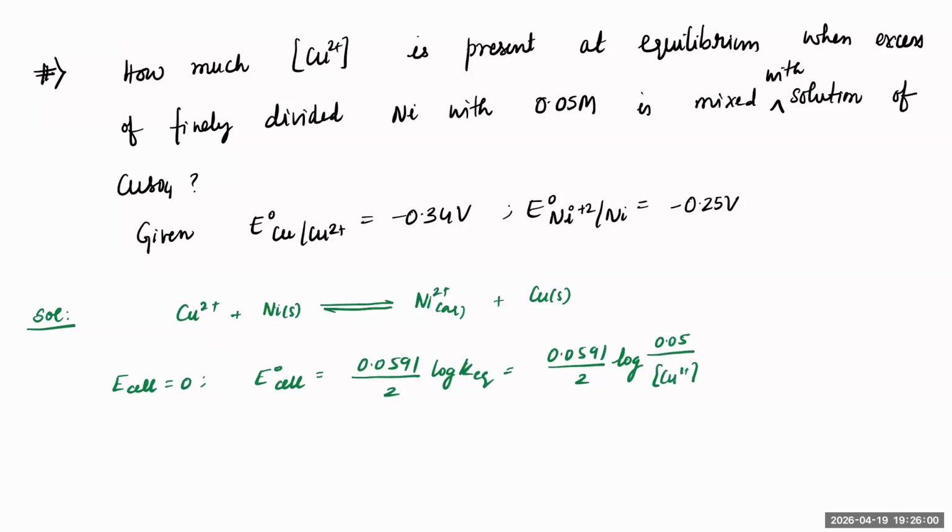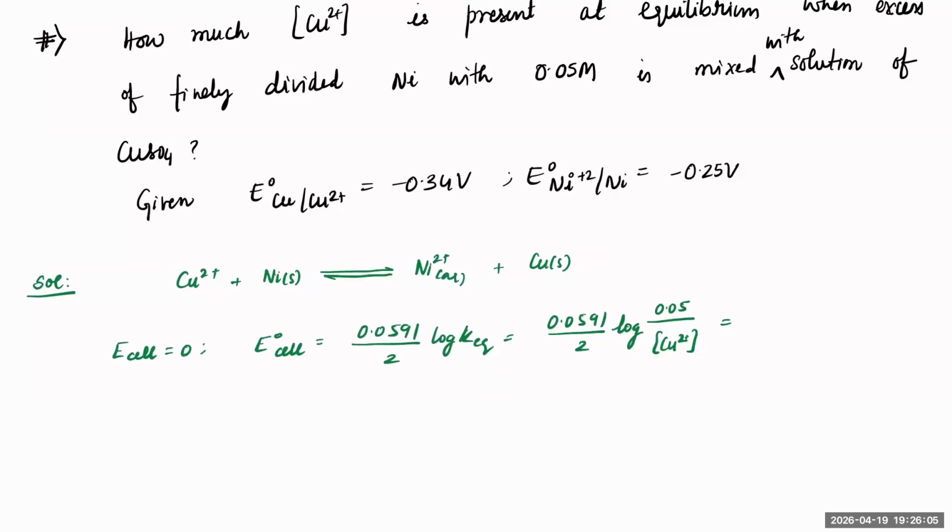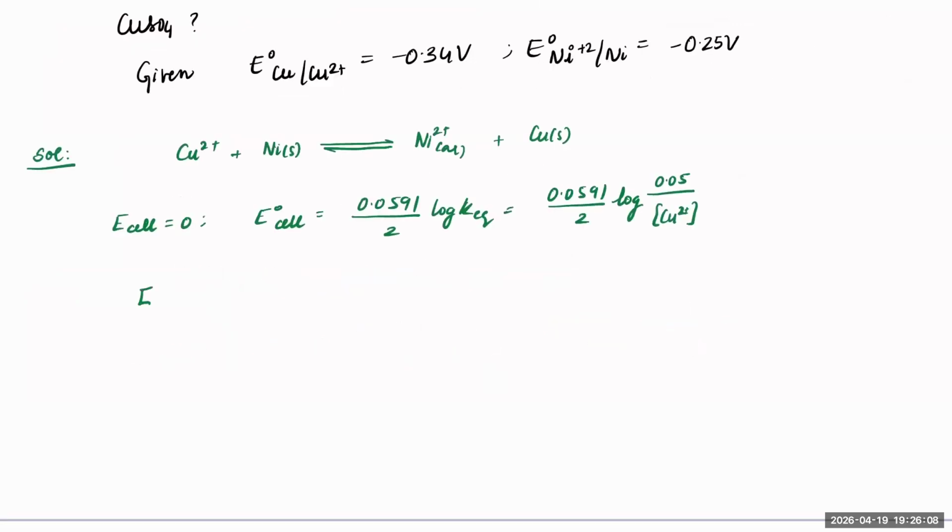This is the concentration of copper 2 plus at equilibrium. And E naught cell value can be calculated from the given E naught values. So E naught cell value will be equal to E naught of reduction at cathode minus E naught of reduction value of anode. This is the oxidation value given. This is the reduction value given. So reduction value of copper is 0.34 minus reduction value of nickel, which is minus 0.25. So that makes it 0.59 volts.